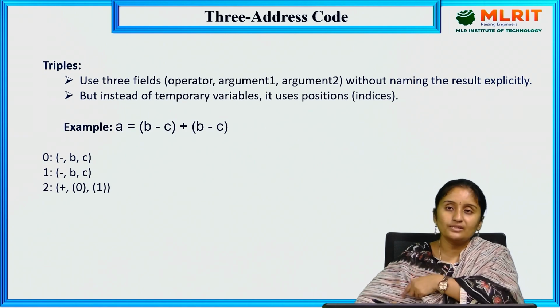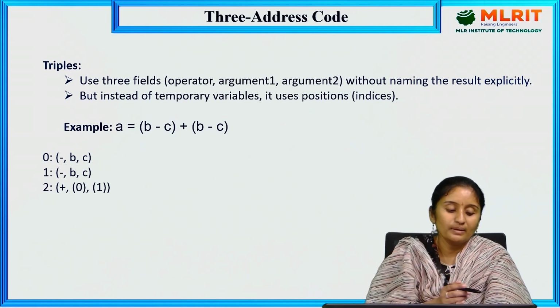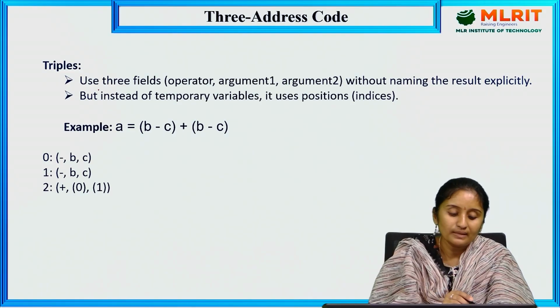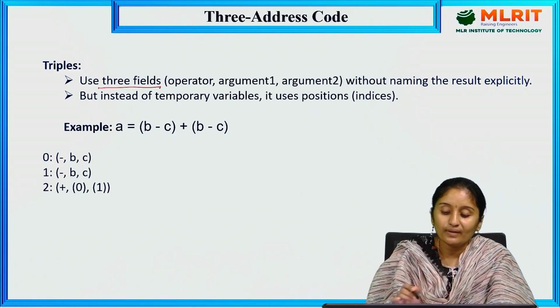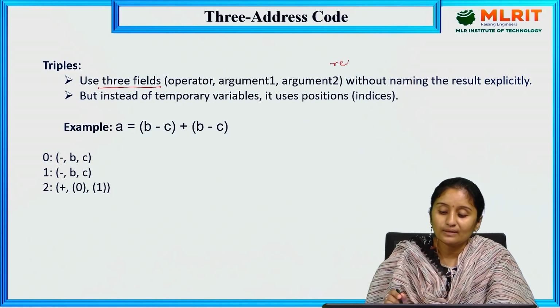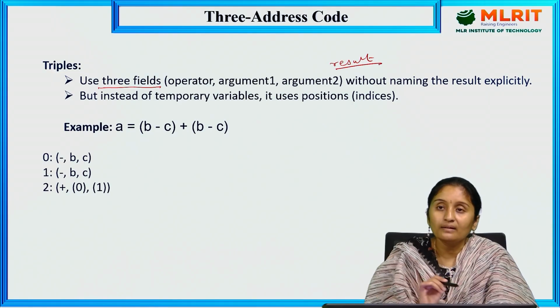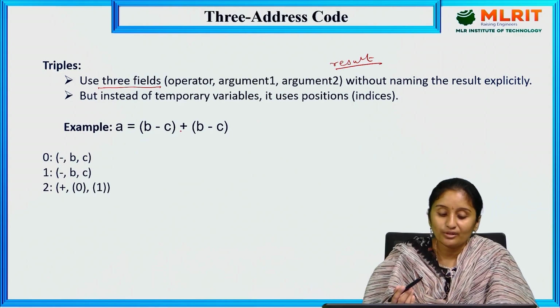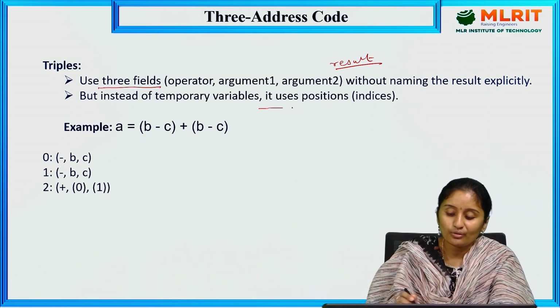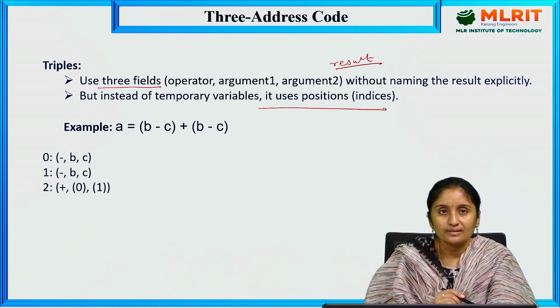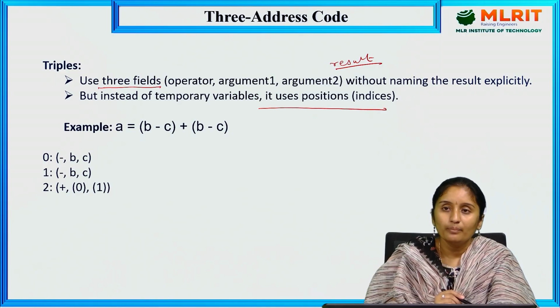So, the next one is triples. The name triple is nothing but it consists of 3 fields. Here we are going to eliminate the result field. Then where are we going to store the result? We are going to store it in the positions.